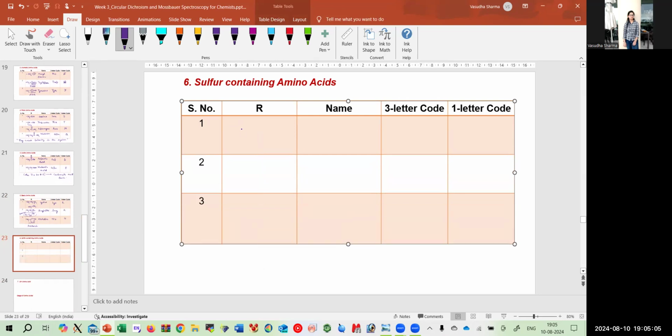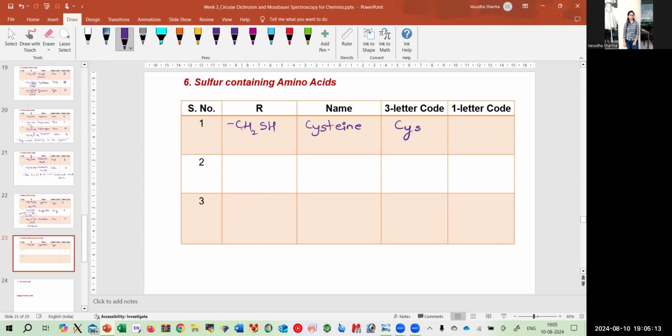The first one is simple CH2SH. This is called cysteine, letter code CYS and C. Then we have CH2, CH2, S, CH3. This is methionine, MET, M.